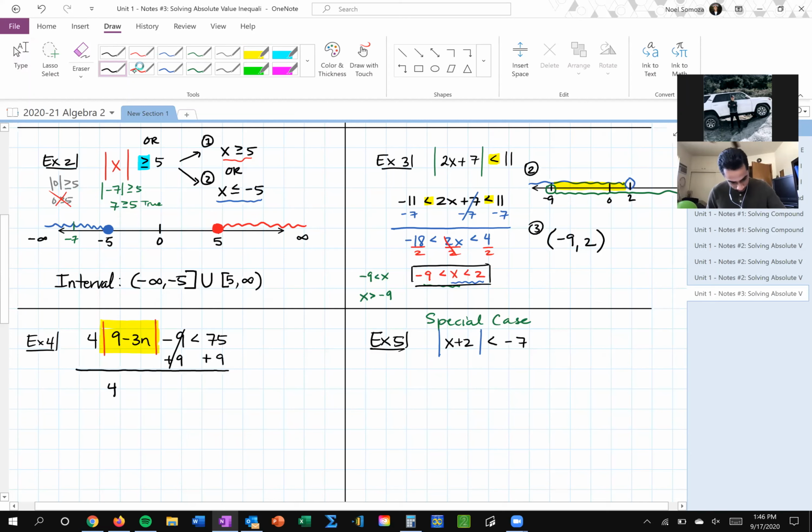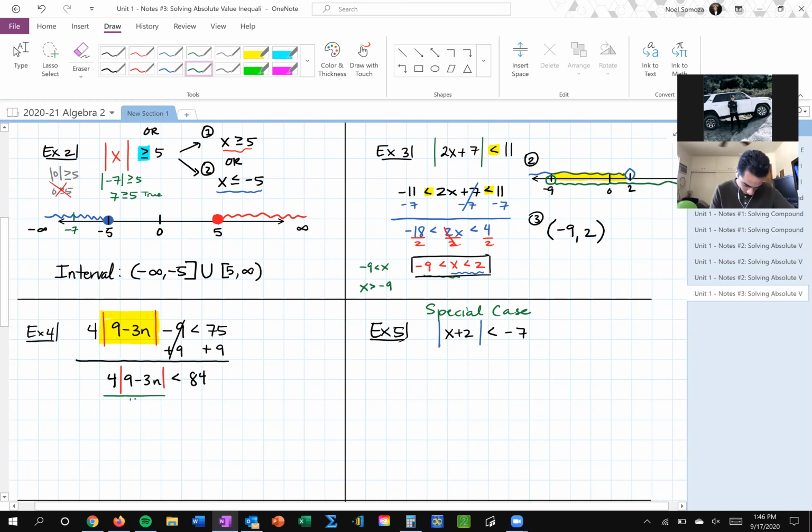Now we have 4 times the absolute value of 9 minus 3n is less than 84. Okay. To get rid of the 4, you distribute, right? Yeah, you divide by 4. Good, right? Remember, distribution is not possible into absolute value, all right? So we divide by 4. Very good. And now you're left with your absolute value of 9 minus 3n is less than, this will be 21.